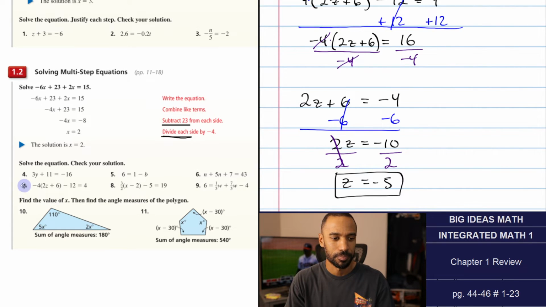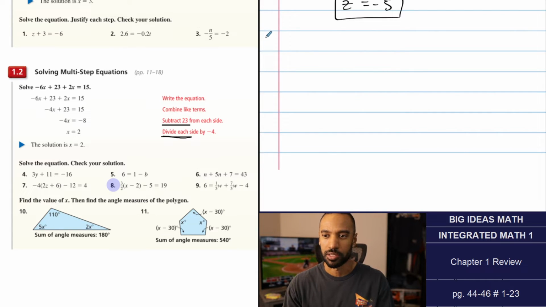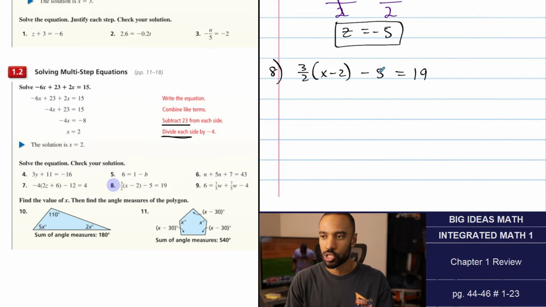I like it. Now, the reason why I bring that up is because number 8 could definitely benefit from using that method if you want to. It all depends. So on number 8, we have 3/2 times (x minus 2) minus 5 equals 19. So we can do this 2 ways as well. We could either distribute the 3/2 into here. 3/2, by the way, is 1.5. That's another method. I'm not going to write 1.5. I'm going to keep it as the fraction. See how comfortable you are with fractions.